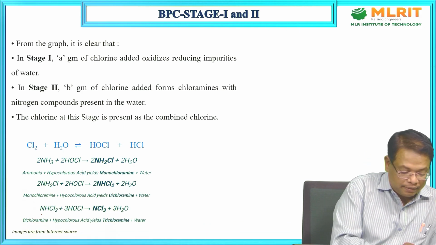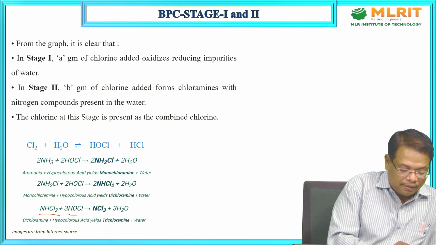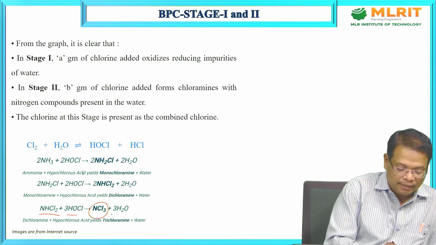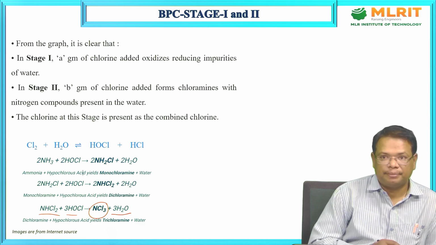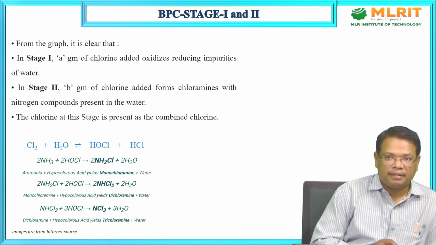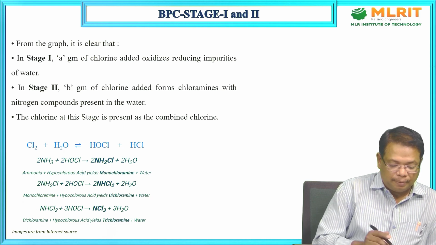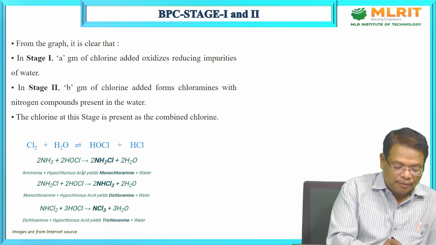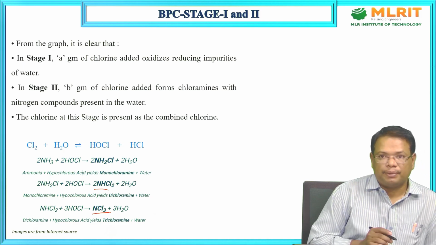And then this dichloramine again reacts with HOCl, hypochlorous acid, and it will form NCl3 and 3H2O. These are the products. So it's a trichloramine. Likewise, these reactions will happen with the chlorine in addition to the water. While adding chlorine, ammonia will become monochloramine, dichloramine, and trichloramine.